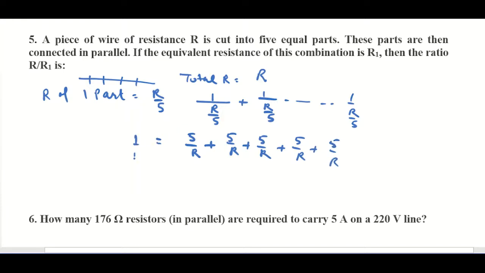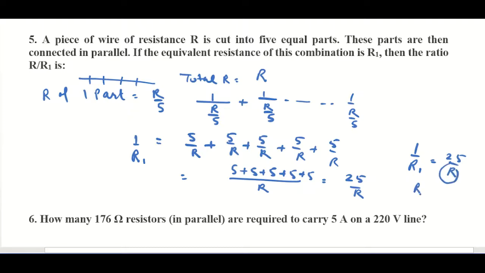We are going to calculate a new resistance which is named as R1. So with R as the LCM, 5 plus 5 plus 5 plus 5 plus 5, we get 25/R. So 1/R1 is equal to 25/R. We need to find out R/R dash. So take this R to the left hand side. R/R dash or R1 is equal to 25. This is the correct answer.